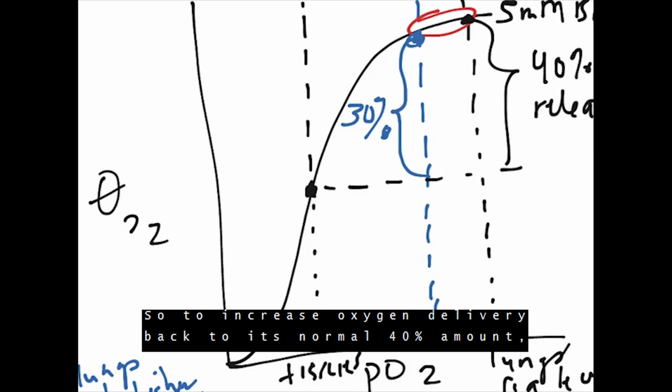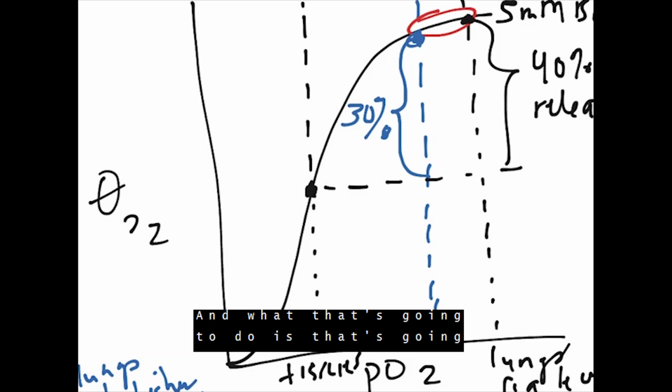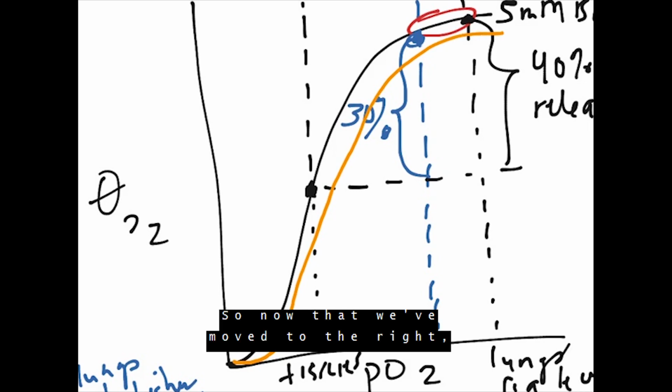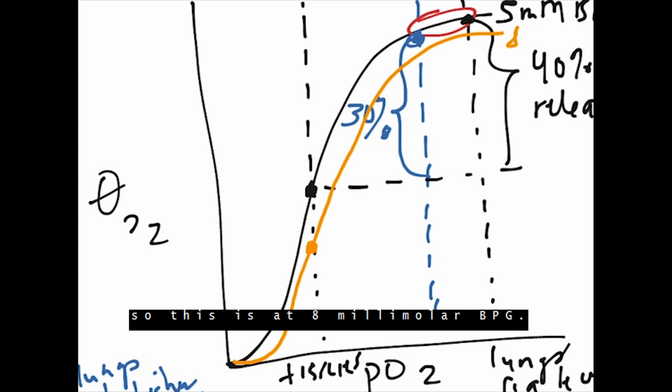So to increase oxygen delivery back to its normal 40% amount, the concentration of BPG increases to about 8 millimolar. And what that's going to do is shift our oxygen saturation curve to the right. Something like that. So now that we've moved to the right, you can see that we've got a new saturation level. So this is at 8 millimolar BPG.